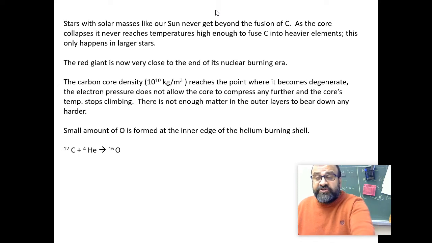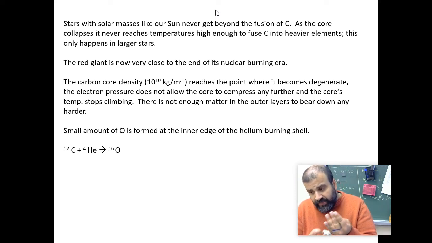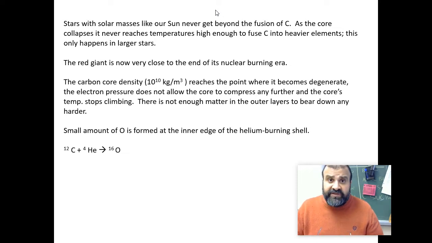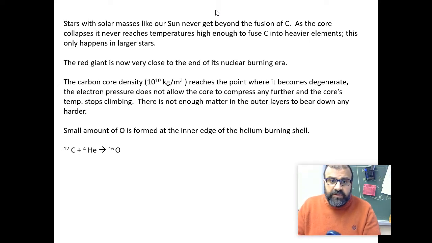Okay, you need a larger star. You need a larger star with a larger core and more gravity for it to compress enough. The more gravity, the more compression, to compress the core enough to reach the heat that's required. So at this point, the core is no longer fusing anything. Fusion will still happen in the shells, but the star is near its end. So the red giant is now very close to the end of its nuclear burning era.